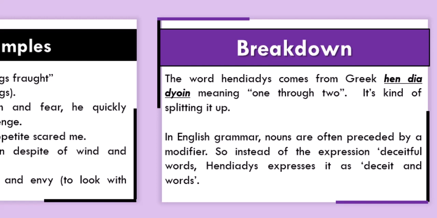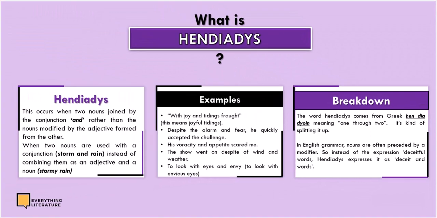Okay, in English grammar, nouns are often preceded by a modifier. So instead of the expression "deceitful words," hendiadys, we express it as "deceit and words." Did you get it? Do you understand it now? I hope you do.